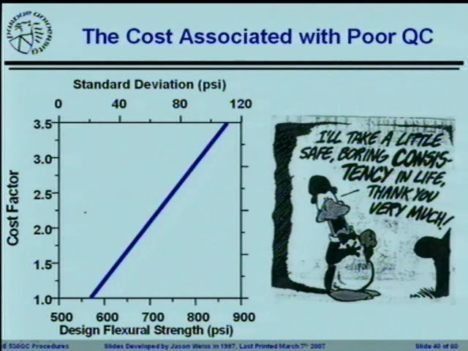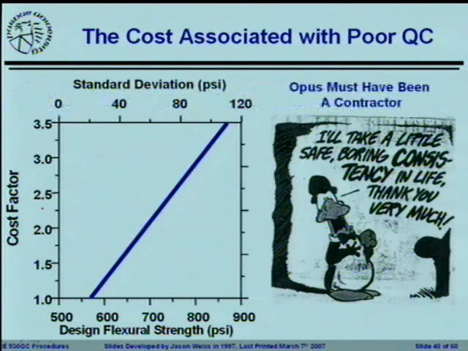Now, every particular producer is going to have their own numbers. There are certain strengths that they can hit economically. There are other strengths they can't. But RS Means would give you a good, reasonable way to start to look at this.